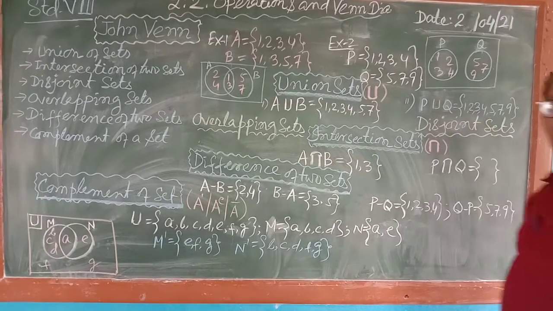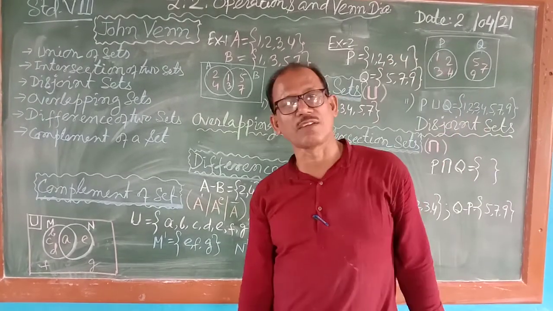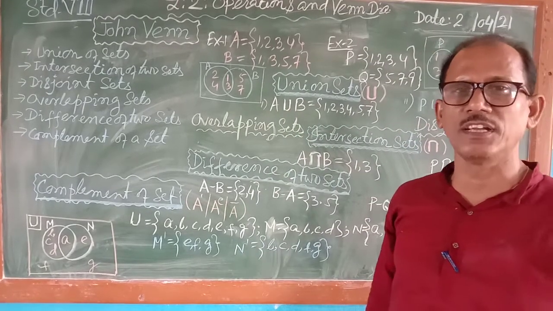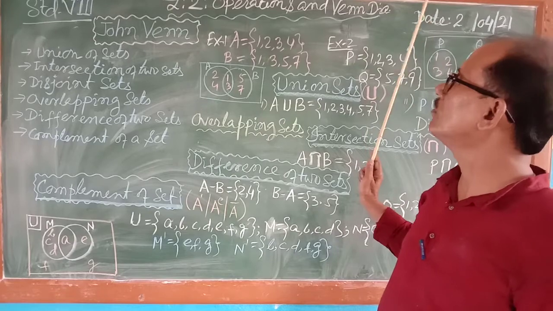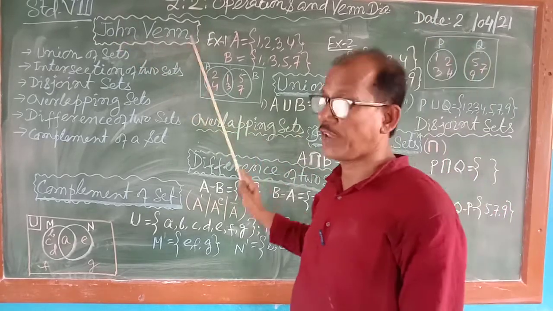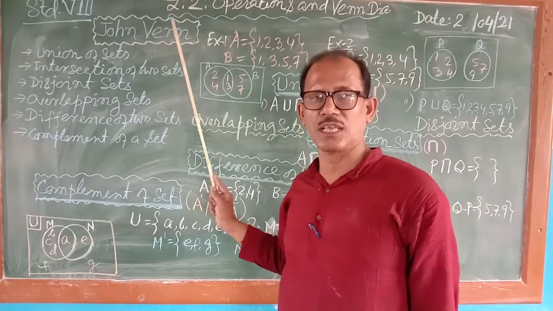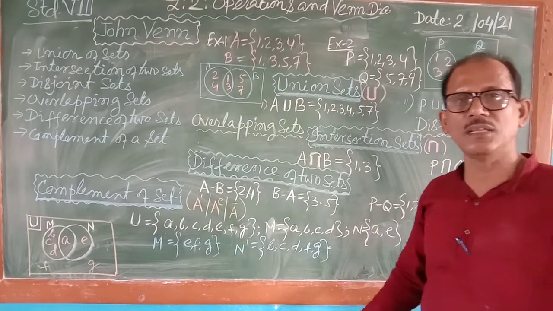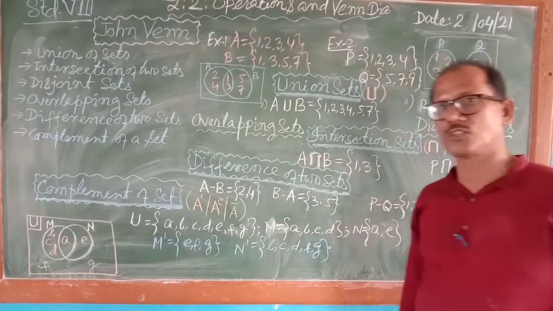Okay, students, let us move on to the operations of set and Venn diagram. Before I move on to this subject, I must tell you about the inventor of the Venn diagram. The Venn diagram was invented by John Venn. It is with his name only that this Venn diagram is made. John Venn said sets can be represented graphically also.